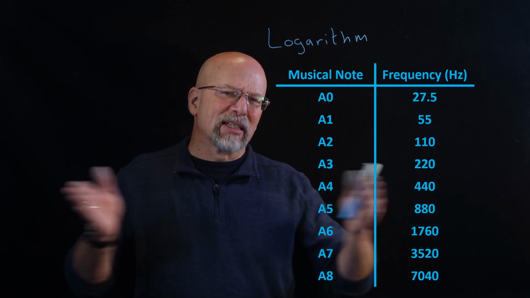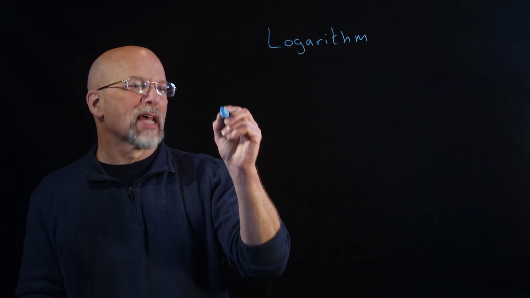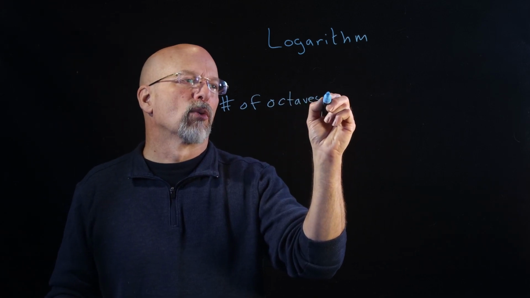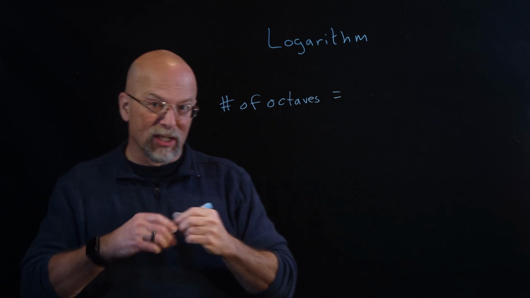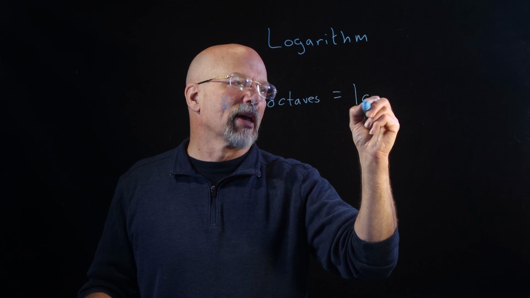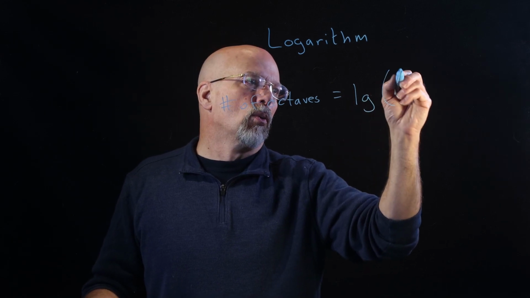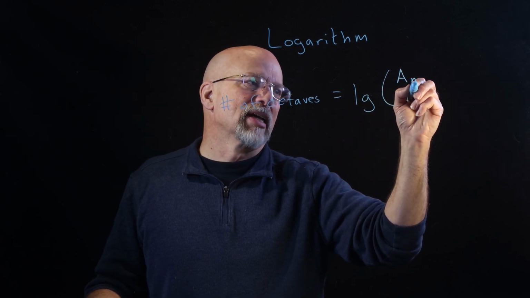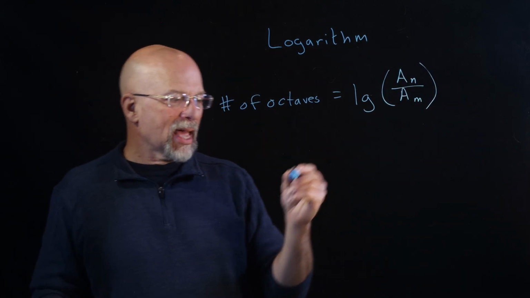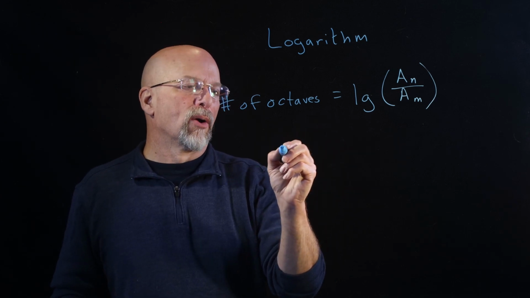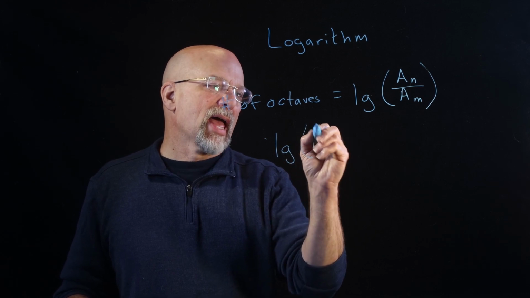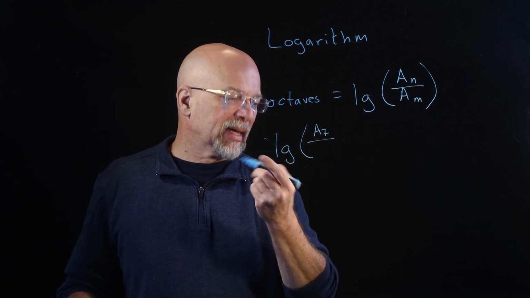So maybe what I'm doing is I've got an A and another A, and I know they're both A's, but I want to know how many octaves separate them. Well, it turns out that the number of octaves that separate this particular A from another particular A is just log base 2 of the one A, which we'll call A sub n, over the other A, which we'll call A sub m. And let's say we want to know the number of octaves between, how about A7 and A4?